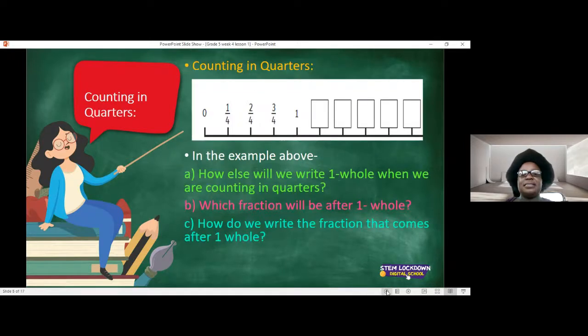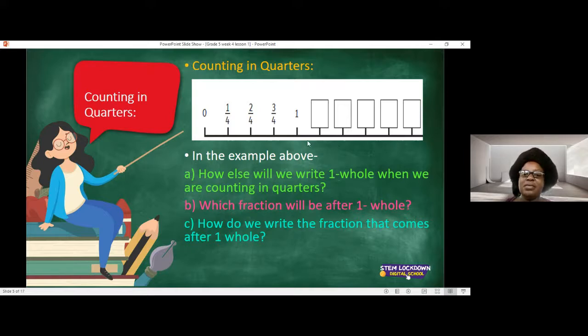And then in the example above, how else will we write one whole when we are counting in quarters? We start counting from here. 0, 1 quarter, 2 quarters, 3 quarters, and then 4 quarters. If you said 4 quarters, you are right. If we want to continue counting in quarters without using the mixed number, we'll say 5 quarters, 6 quarters, 7 quarters, 8 quarters, and then 9 quarters.